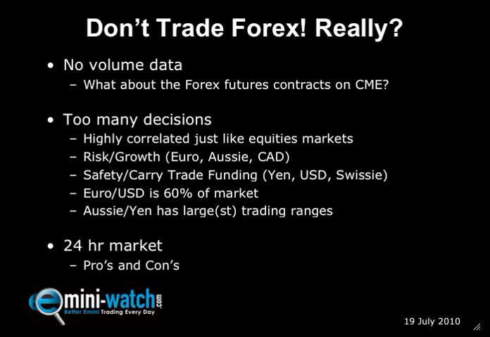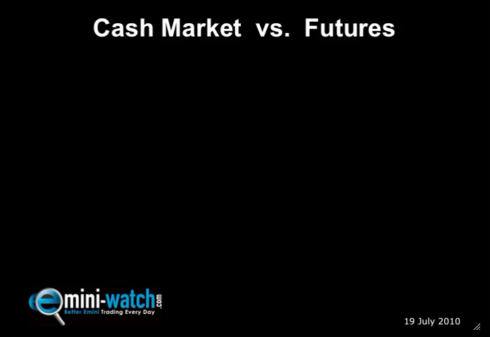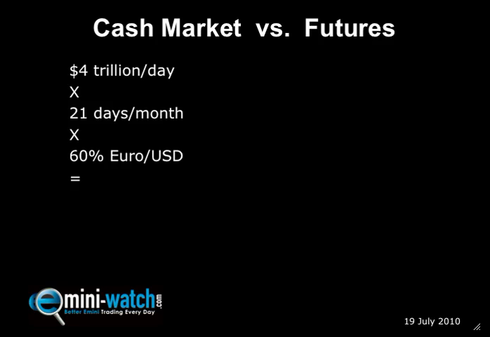Just as an example, I'm going to show you how big the futures market is versus the cash market. These numbers are a little bit difficult to get behind because we don't have absolutes here, but in the cash market, the interbank Forex market, there's roughly 4 trillion US dollars traded a day in the total market around the world. With about 21 trading days a month, and roughly 60% of that market being euro versus USD, that gives you a figure of about $50 trillion traded per month in the euro USD contract.